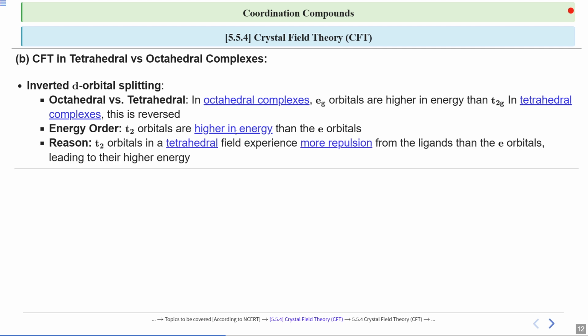Now what is the reason? The t2 orbitals in a tetrahedral field experience more repulsion. We have studied this, right? The t2 orbitals in the tetrahedral field experience more repulsion due to the orientation of the metal lobes and the ligands, compared to the e orbitals, leading to their higher energy. There will be more repulsion between the d electrons and the ligand electrons, due to which the energy is higher for t2 in the tetrahedral complexes.